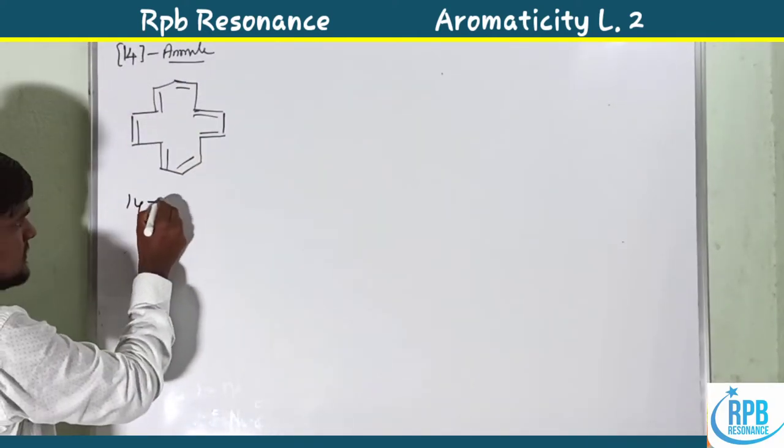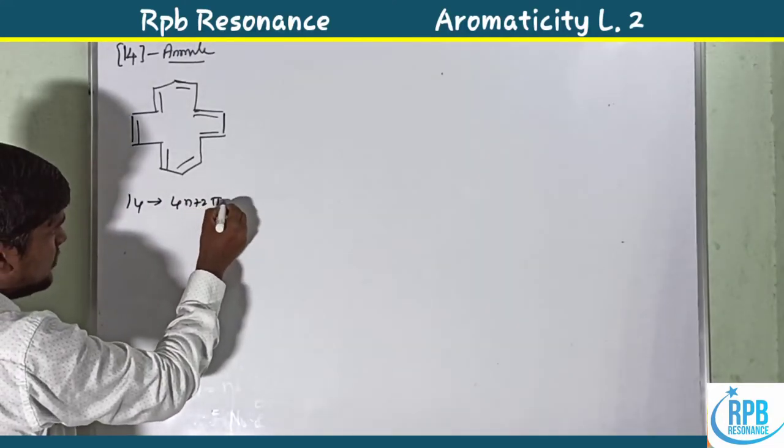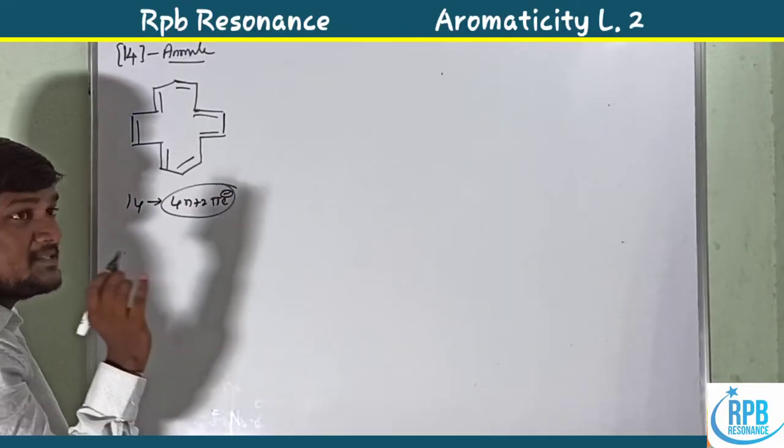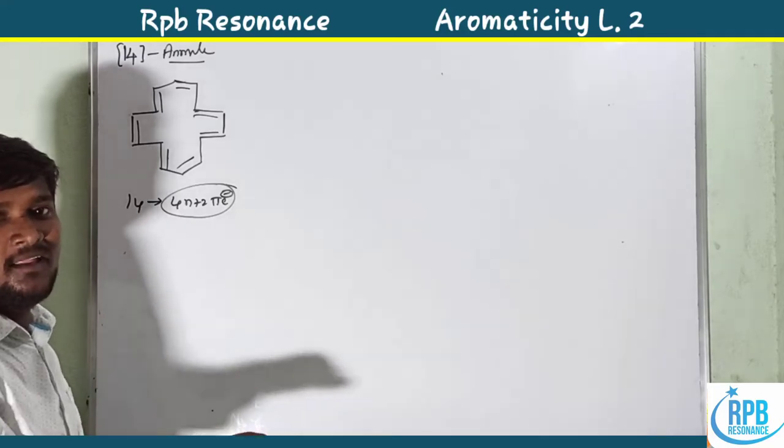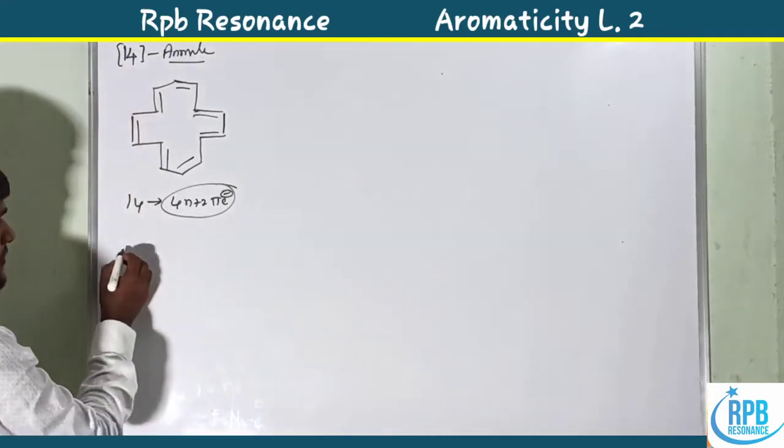So the 14 pi electronic system follows the 4n plus 2 pi electron rule. If it is planar, then it is aromatic. If it is non-planar, then it is not aromatic in nature.